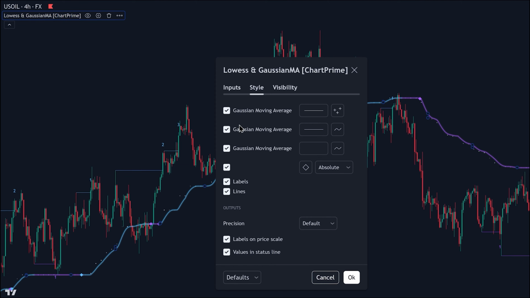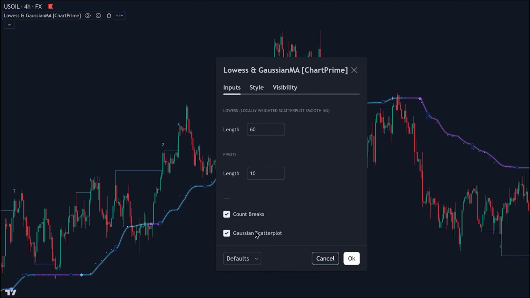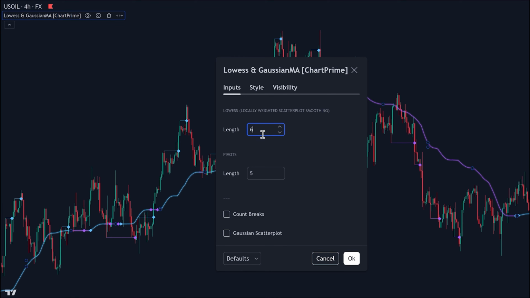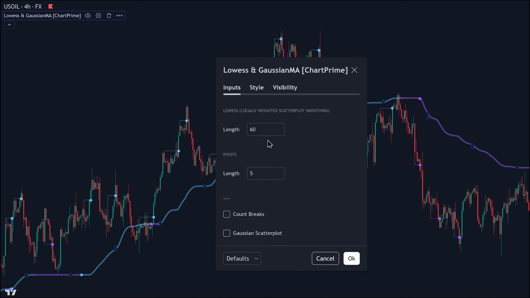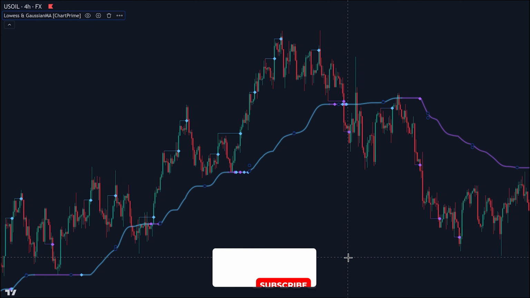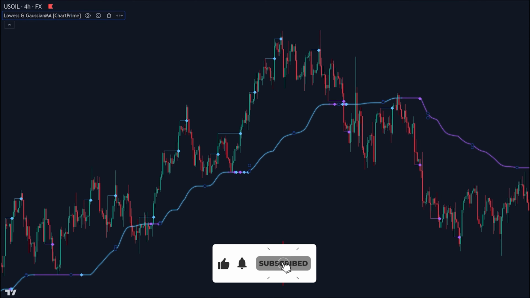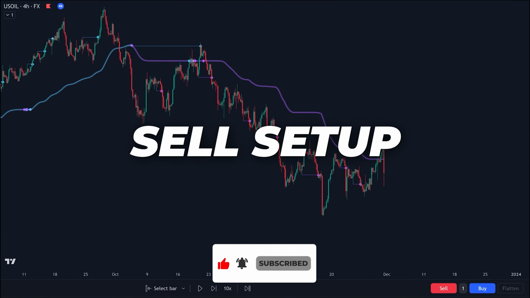Here, you can customize how the indicator lines and plots appear on your chart. Adjust the line thickness and transparency to match your preferences, making the chart clearer and better suited to your personal trading style. For this video, I'll stick with the default settings for most of the other parameters, but I'll change the length to 60 to reduce noise. Feel free to make adjustments according to your strategy and needs. Once you're done, click OK to apply the settings and begin analyzing market trends with your customized Lowess and Gaussian moving average setup.